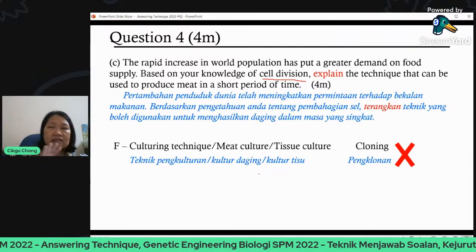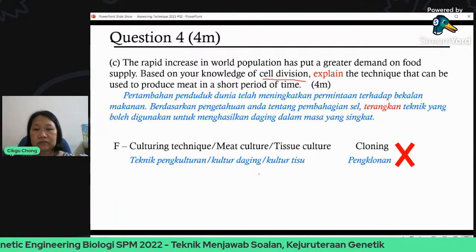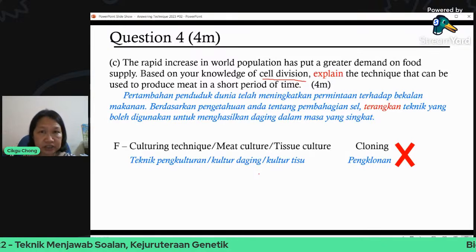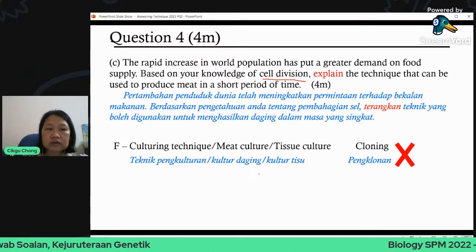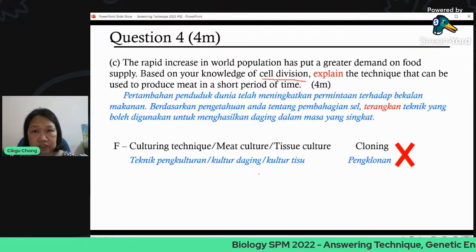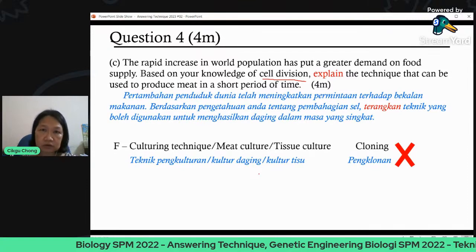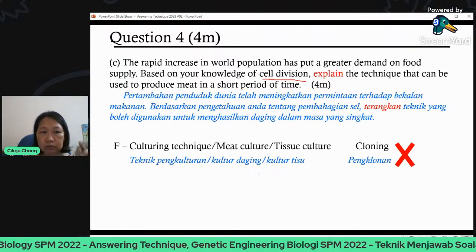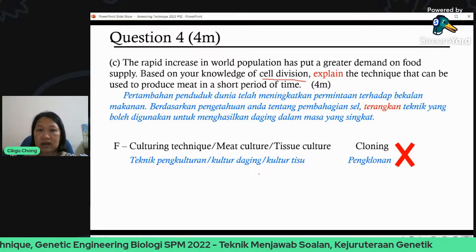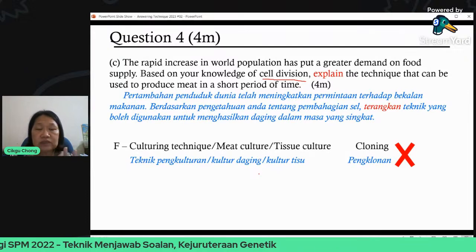So don't be confused about technique and process. The process or the concept is cloning or neutralization, but how do you carry it out? You have to use a certain method. For neutralization, it is titration. For cloning, you have to use this technique, pengkulturan. Understand? Okay, so we want this answer: pengkulturan. That is your first mark. Okay, that is one mark done, what about the other three marks? What do we need to write?